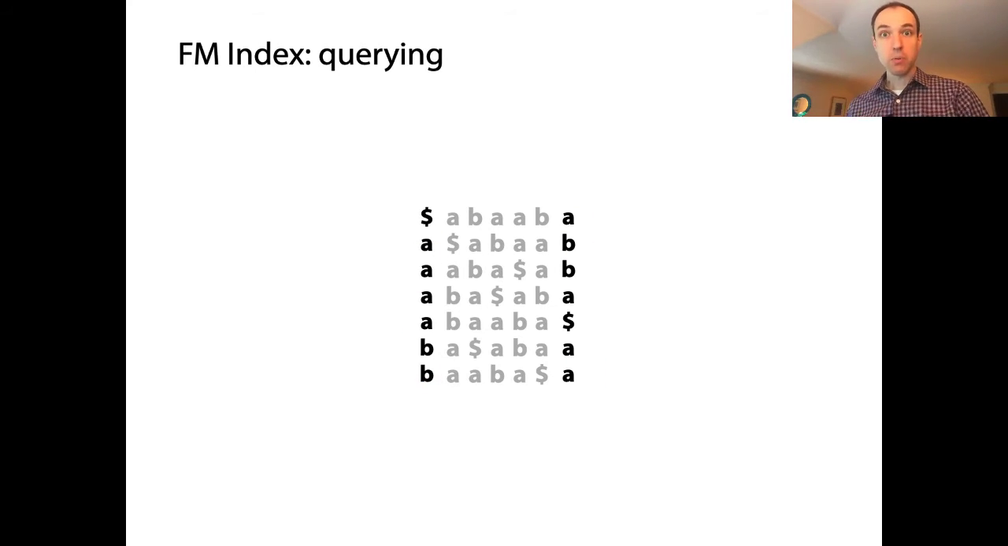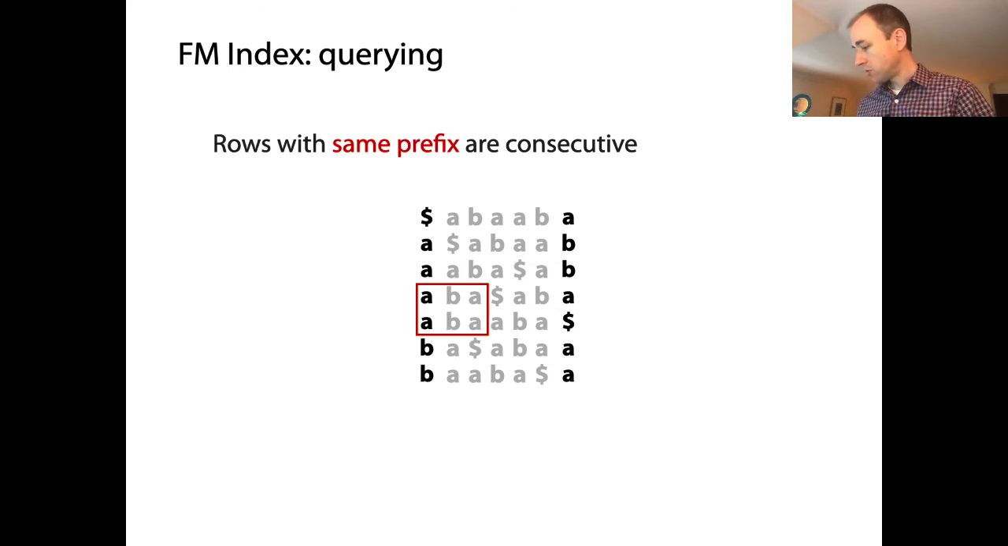And let's observe a couple things about the matrix. So first of all, rows that have the same prefix are consecutive. What I have highlighted here are the two rows that start with ABA. I've drawn my rectangle around the two ABAs at the beginning. Because the entire matrix is sorted, all the rotations in alphabetical order, we know that rows that have the same prefix will be consecutive.